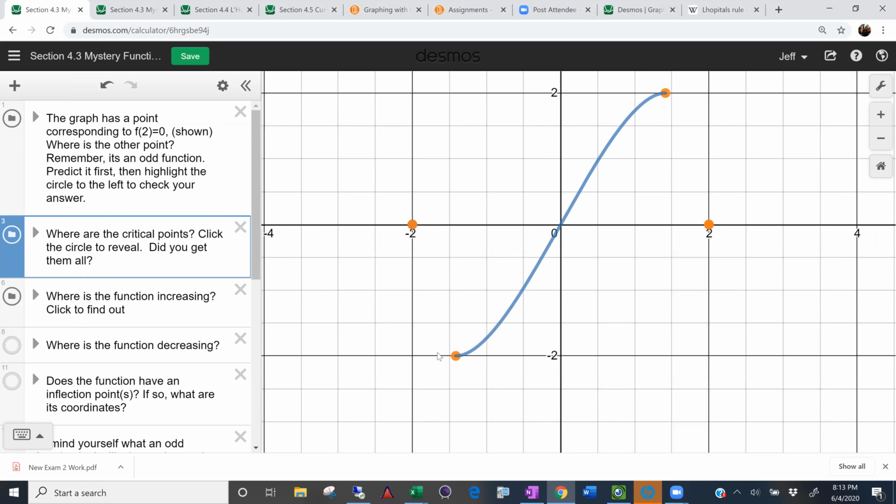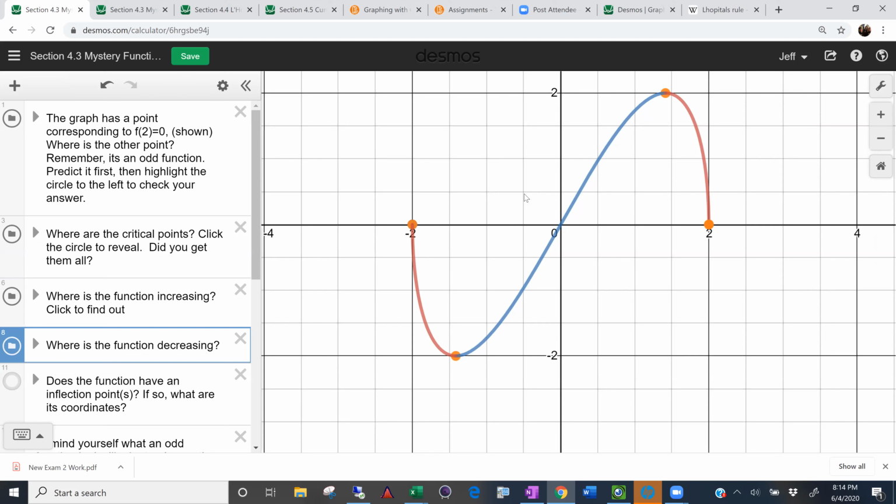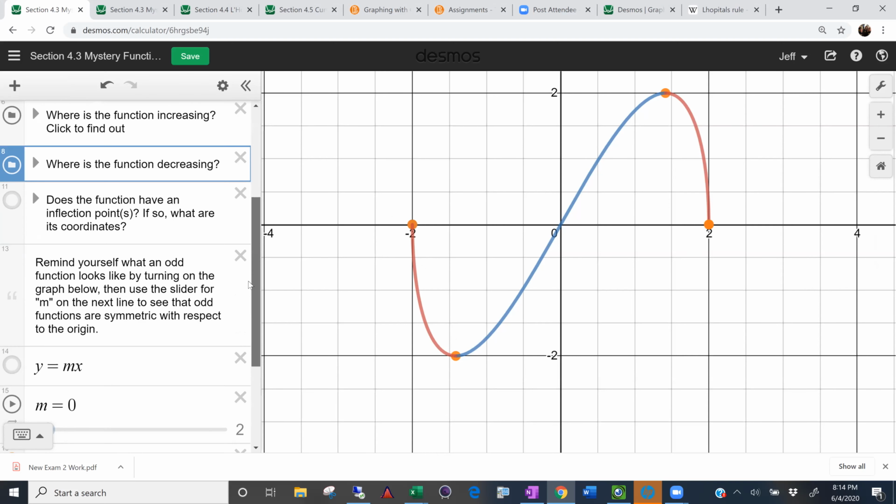Where's the function decreasing? Well, it's got to be decreasing outside of that, right? And you can look back at our first derivative and see it's decreasing where the graph is red and increasing where it's blue. Now, there was one last question here. Actually, maybe a couple last questions.